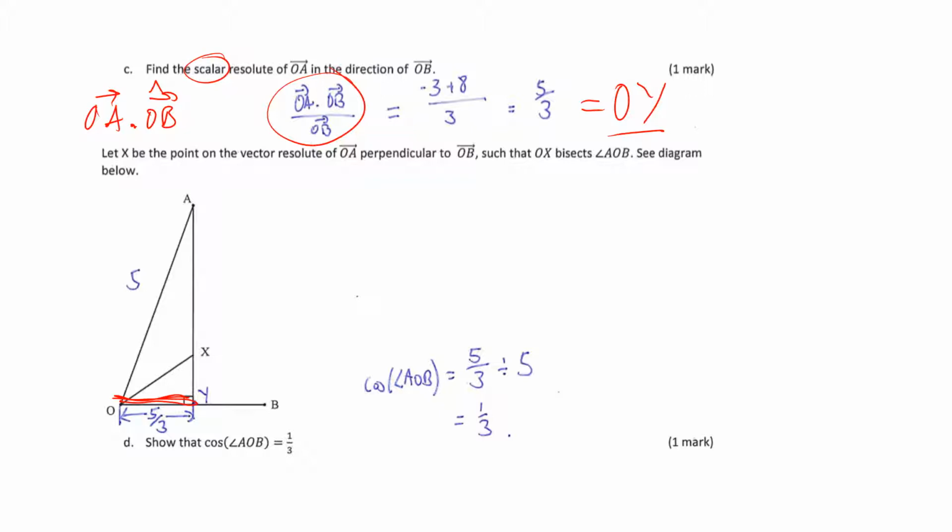So we're asked to work out the cosine of angle AOB. In other words, the cosine of that angle in there, and of course it's just adjacent, which is the scalar resolute we've just worked out, divided by the magnitude of A, which equals 1/3. Nothing terribly hard about this.